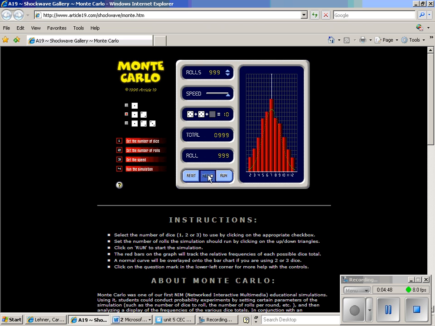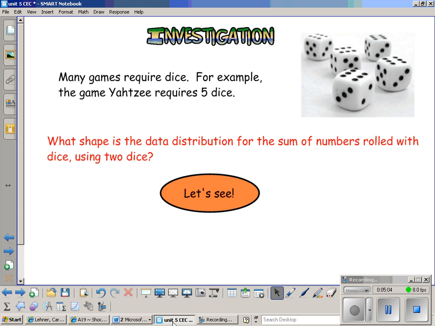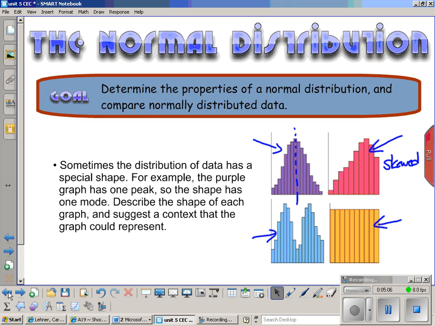Again, roughly symmetrical. You could repeat this process over and over again, and each time it is going to end up being roughly symmetrical about the middle. This was like the purple graph on the first slide, where there was just one peak, one mound.